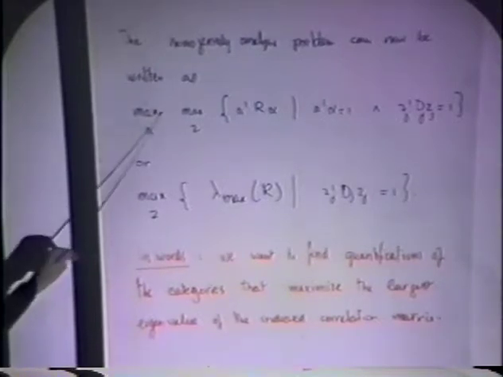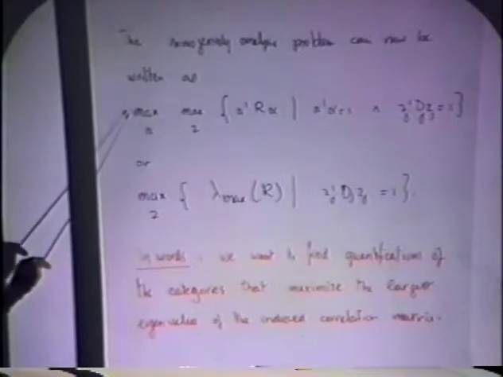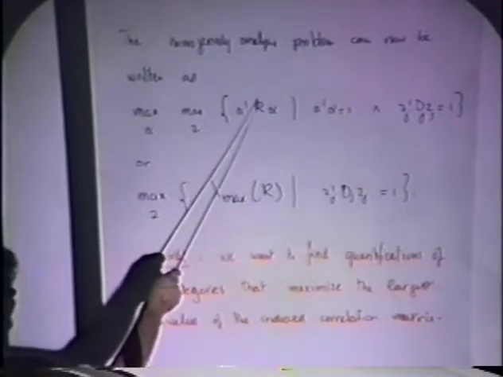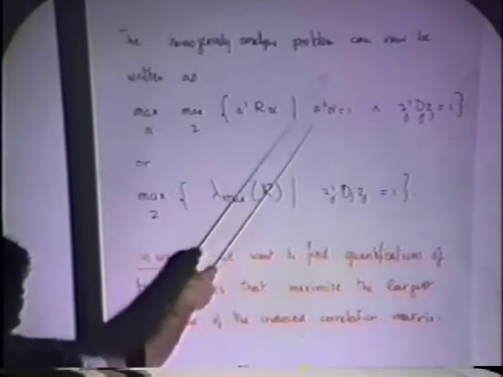If you have different normalized category quantifications, then you have a different correlation matrix. Now this problem can be simplified by maximizing out alpha. You can compute the maximum over alpha for fixed z. And the maximum over alpha of this expression under these conditions is the largest eigenvalue of the correlation matrix. So this is equivalent to the things stated here below.